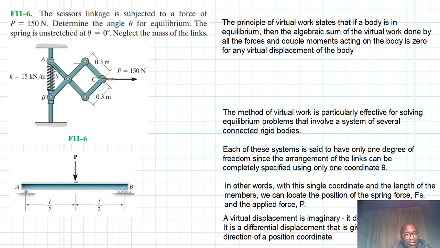The problem reads: the scissors linkage is subjected to a force of P equal to 150 newtons. Determine the angle theta for equilibrium. The spring is unstretched at theta equal to 0 degrees. Neglect the mass of the links.